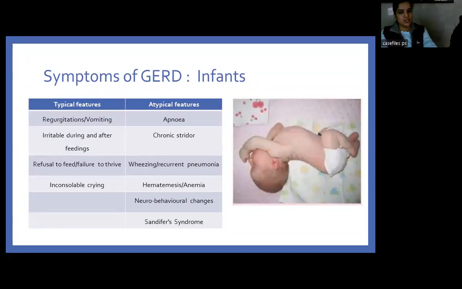Atypical features of GERD in infants include apnea, chronic stridor, wheezing, recurrent pneumonia, hematemesis, neurobehavioral changes, and Sandifer syndrome. Sandifer syndrome is an episode lasting 1 to 3 minutes, during which there is back arching of the body along with dystonia involving the head and neck, and this spares the limbs of the patient. So it is separate from infantile seizure disorder.